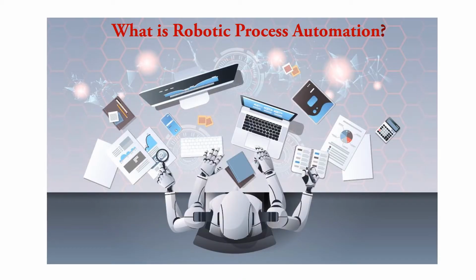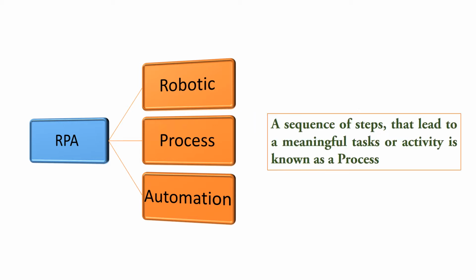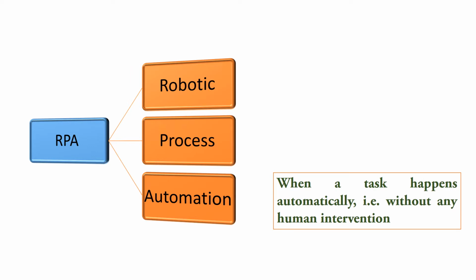So now let's get into what is robotic process automation. RPA has three terms: robotic, process, automation. Robotic: an entity which is capable of being programmed by a computer for doing complex tasks is known as a robot. In terms of RPA, this task would mimic the human action. Process: a sequence of steps that lead to a meaningful task or activity is known as a process. Automation: when a task happens automatically without any human intervention, that is an automated process.